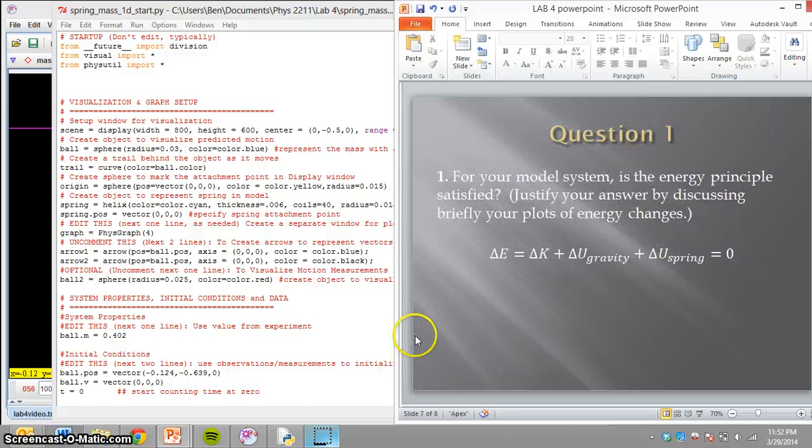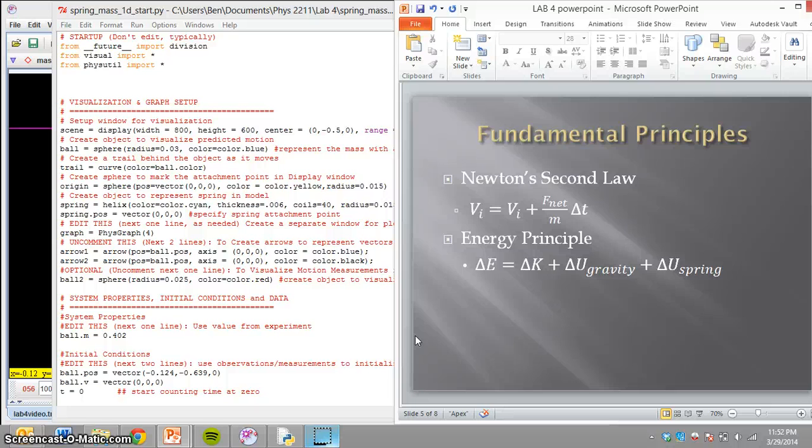So our 2 main fundamental principles that we used today were Newton's second law and the energy principle to find the motion of an object tied to a spring.